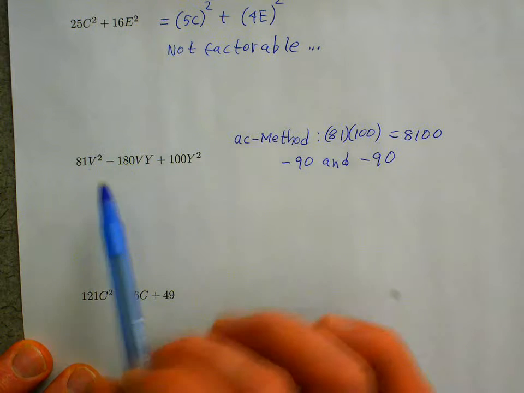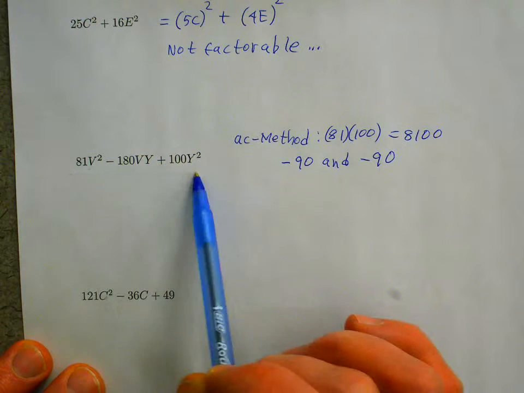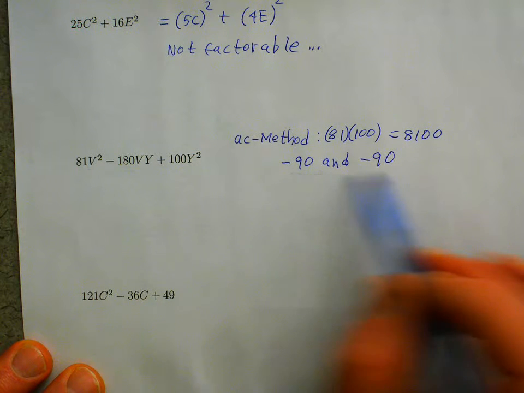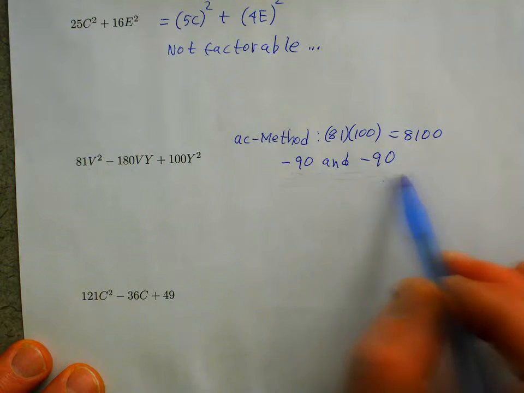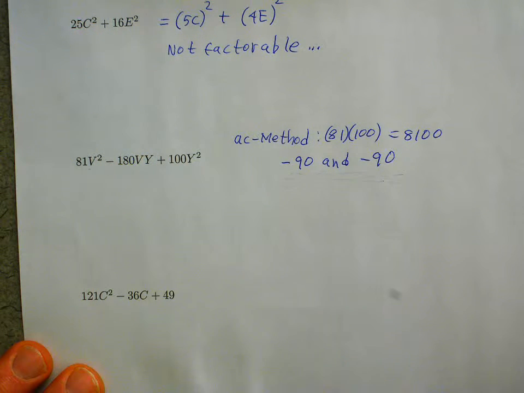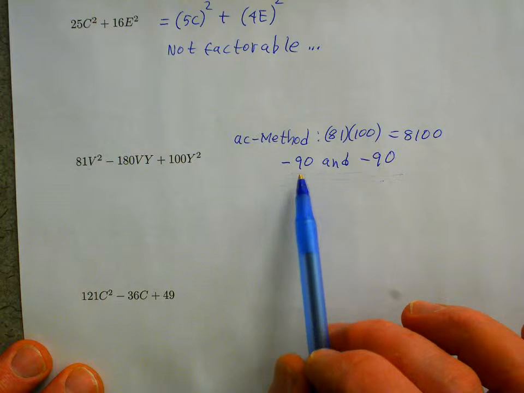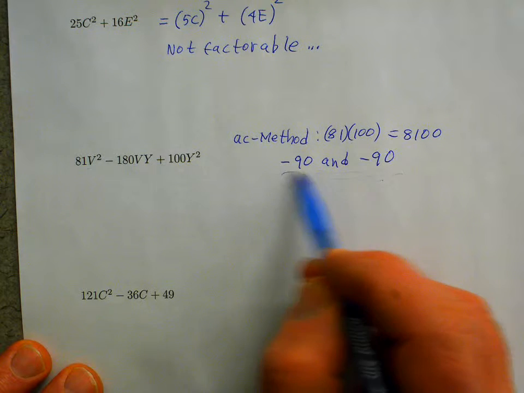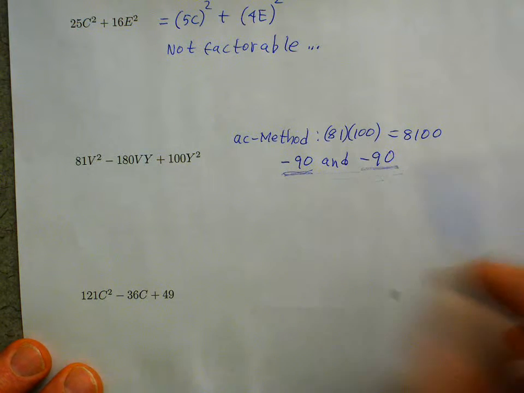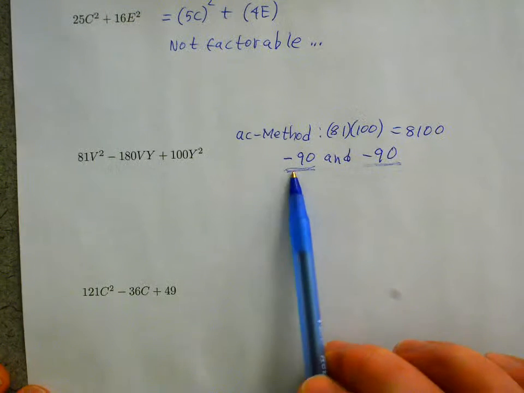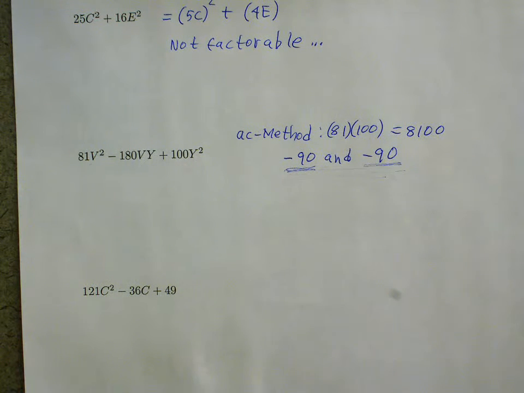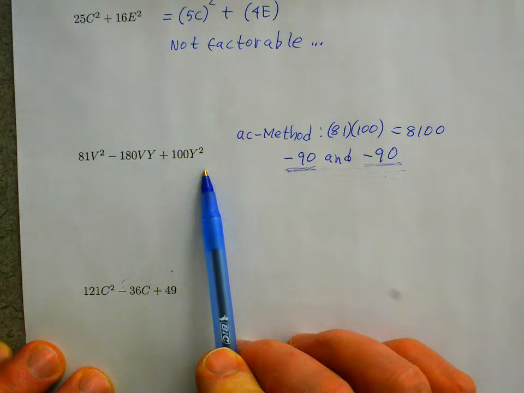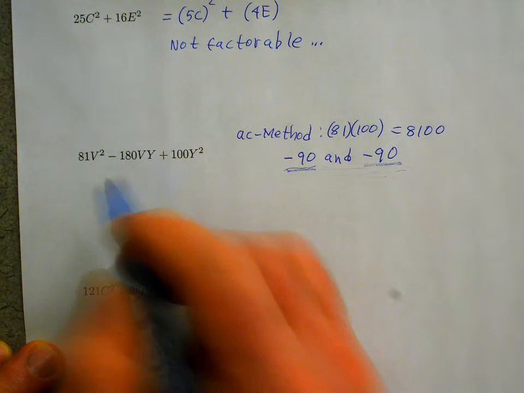So in the event we didn't recognize this as a perfect square from the start, by now we should know it's a perfect square. What's the reason? Remember, when using the AC method to factor a perfect square trinomial, the two integers that are needed will always be the same integers. So since negative 90 is the same as negative 90, that tells us that this is a perfect square trinomial. Anyway, we can proceed using the AC method.